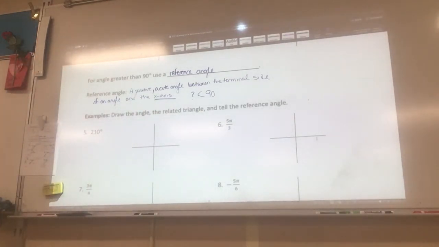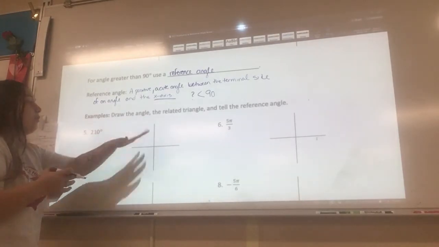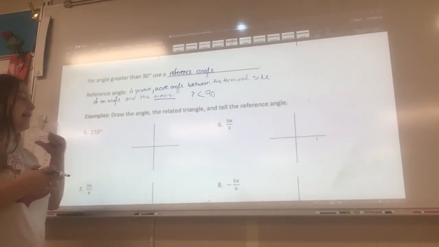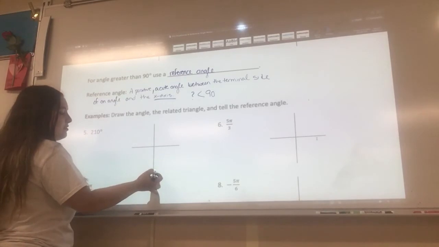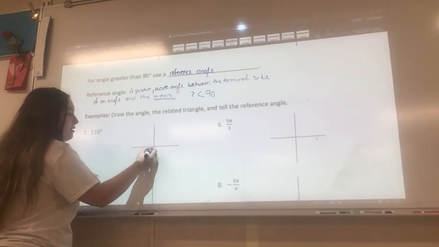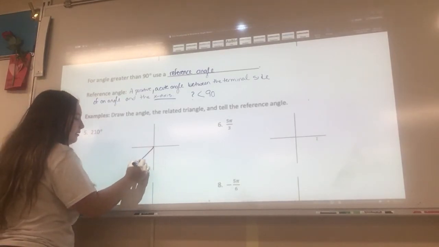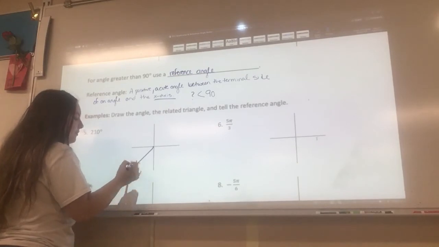So our first step at number 5 of the example is drawing the angle and the triangle, and telling the reference angle. So 210. Well, 210, we have to get to where we were drawing our angles from last time. So we know 90, 180, this is 270, so we know our 210 is in this area.